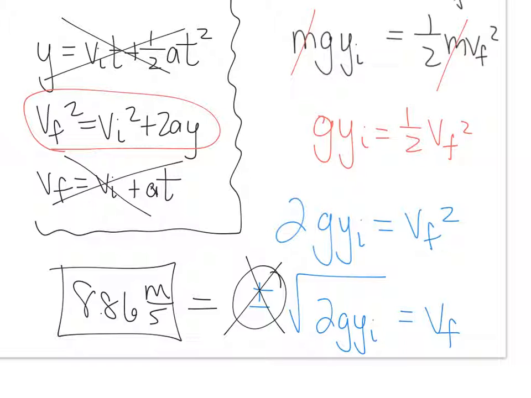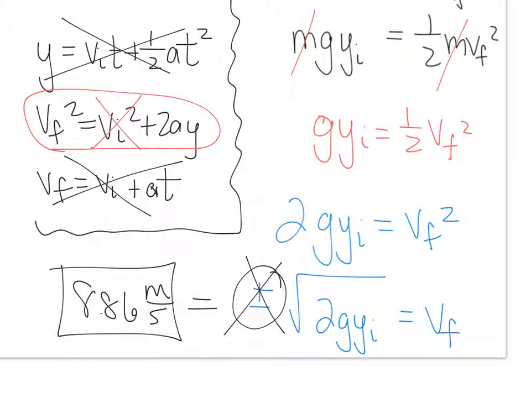Because the object, or the skateboarder, starts from rest, cross this off. Solve for VF. Take the square root. It's the square root of 2ay, isn't it? Look, the same exact formula, completely different ways of doing this. One energy, one projectile motion.